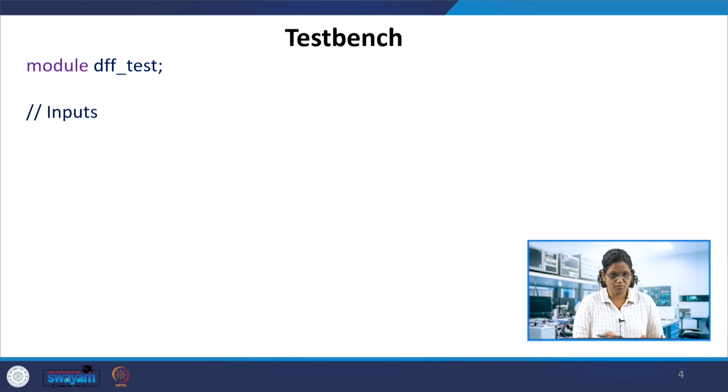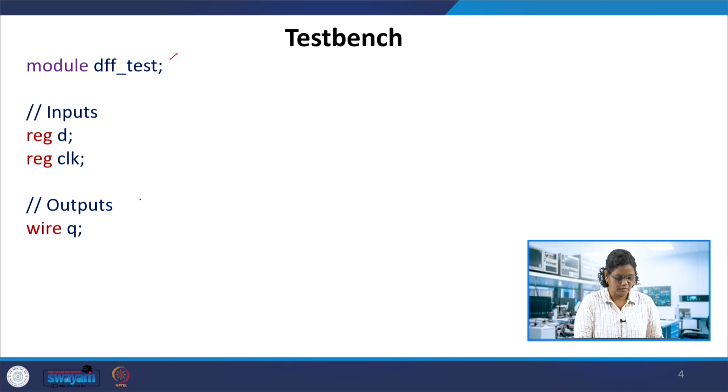So D flip flop test is the module name of the test bench, and what are the inputs we have used in the module. So D is declared as reg, and the clock reg also, and outputs are Q and Qn. So both need to be declared as wires. The reg D and reg clock will be automatically generated in the template when we write the test bench. If the simulation tool doesn't allow, then you need to write this as a reg D and clock, and outputs wire Q and Qn in the test bench.